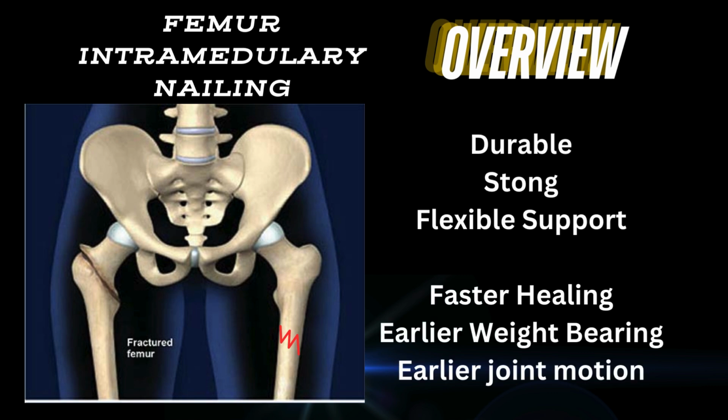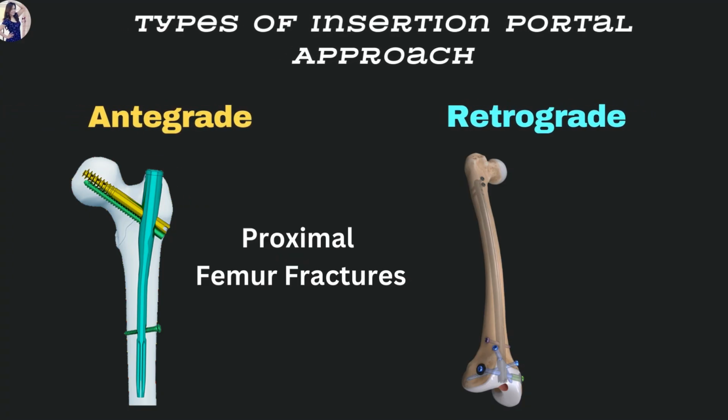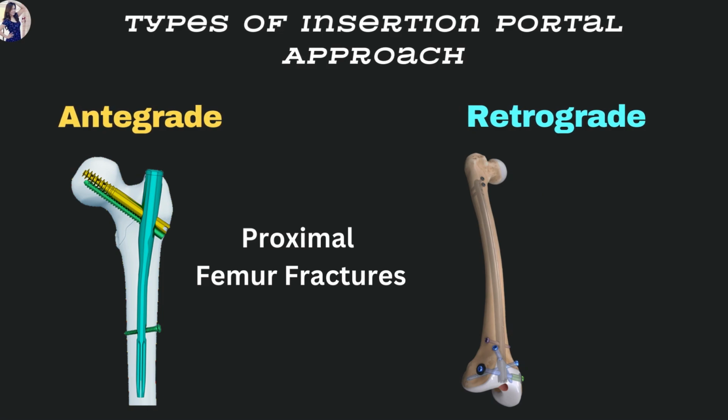It provides durable, strong, and flexible support, allows more exact alignment of the fractured bones for faster healing, and may lead to earlier weight bearing and earlier joint motion for reduced stiffness. The two types of insertion portal approach for femoral intramedullary nailing are the antegrade and retrograde.